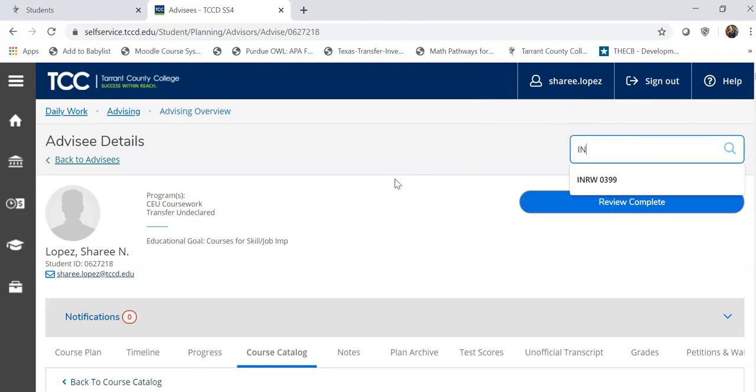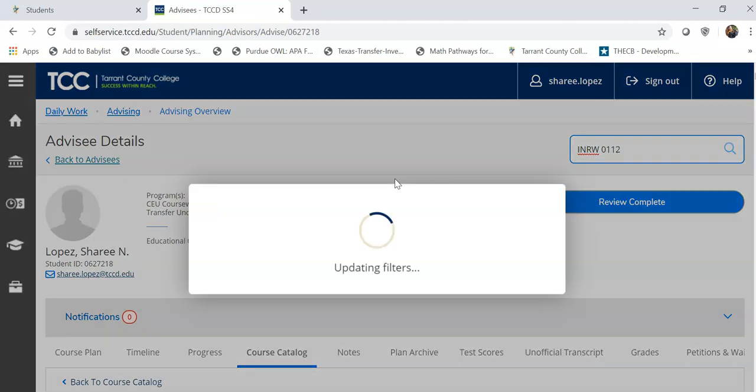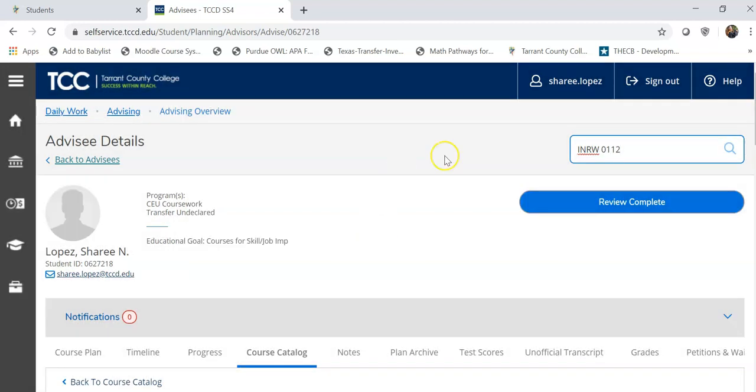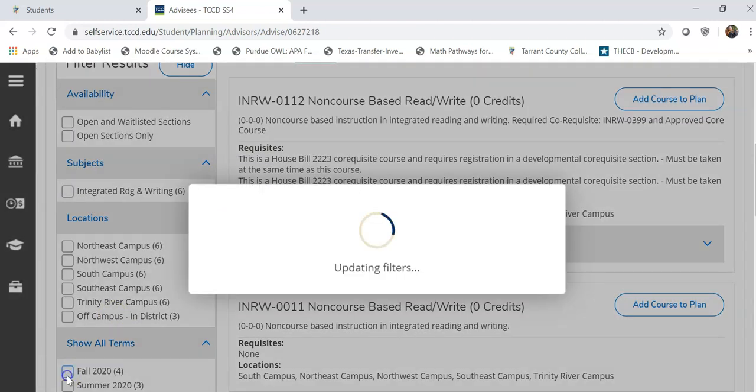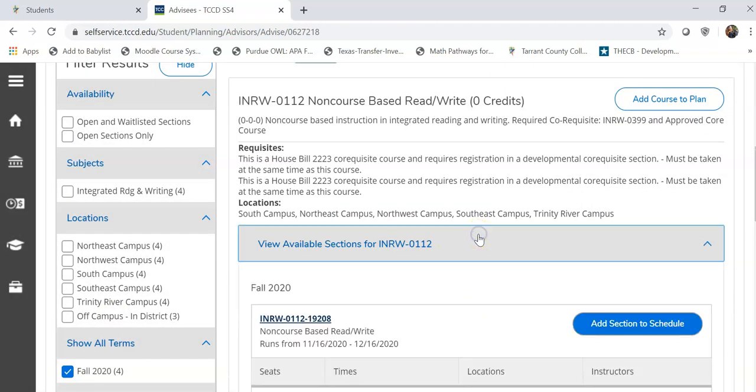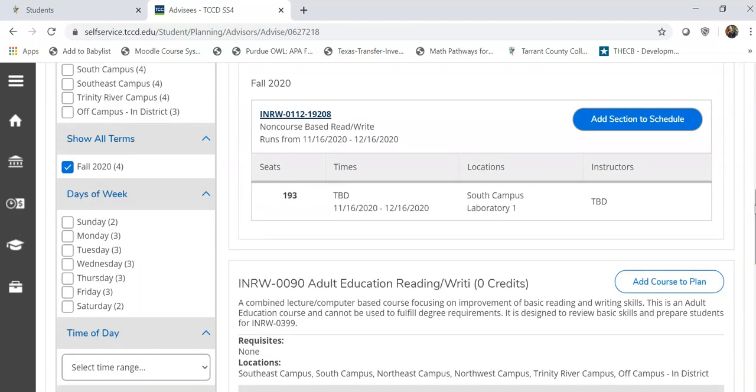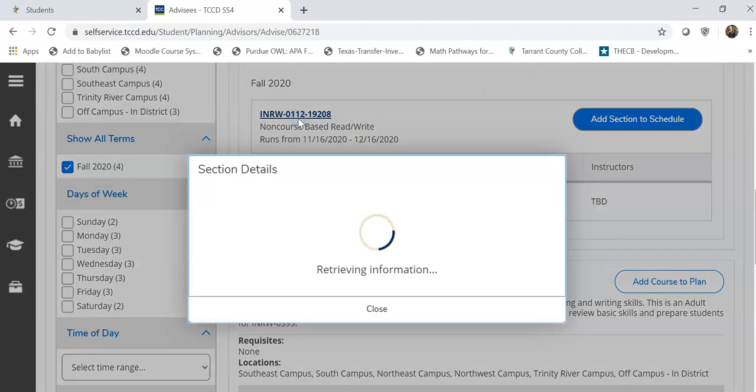And then we're going to go in and go to INRW 0112. And then we know we needed that for fall. And what was the number we needed? It was 19208. There's 19208 right there. It gives us information about it.